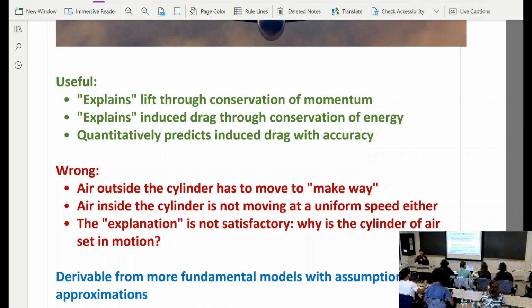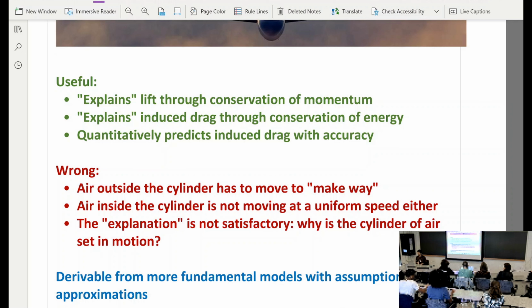First of all, the air outside of the cylinder has to move to make way for the cylinder, right? Today we're going to see how that is going to be remedied by the lifting line theory. And also the air inside the cylinder is not going to be moving at a uniform velocity. Today we are also going to see that is remedied by the lifting line theory. And also the explanation is not satisfactory about why. So that's something not going to be remedied by the lifting line theory, right?